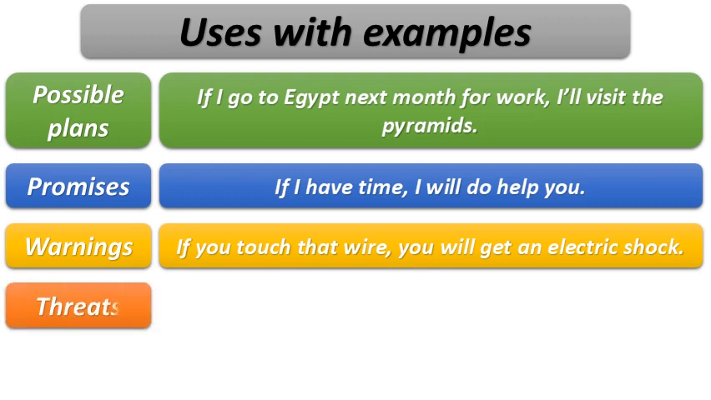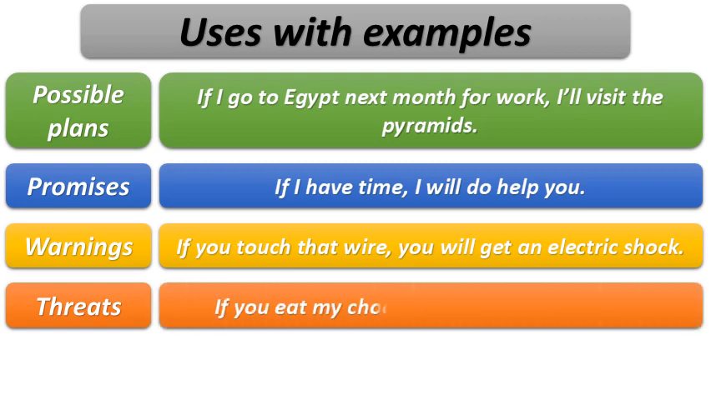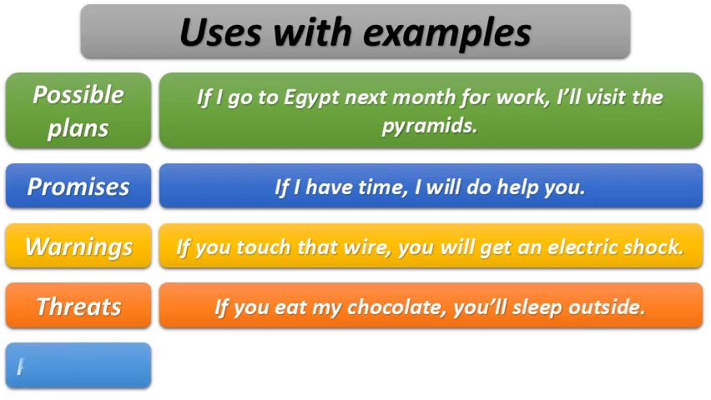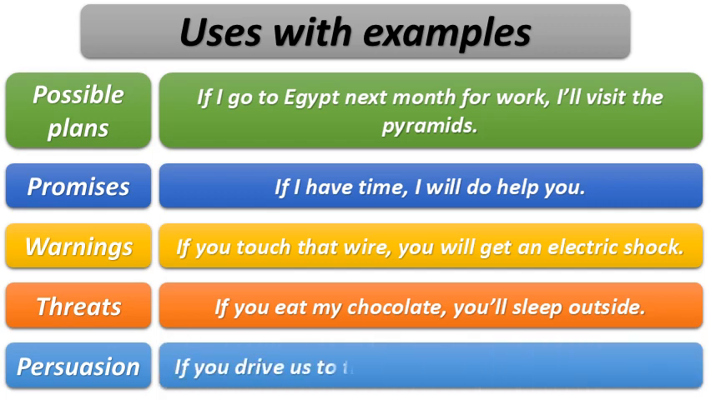Number 4. It is used to express threats. Threats means a person or thing likely to cause damage or danger. For example, if you eat my chocolate, you will sleep outside. Number 5. It is used to express persuasion, means faith or belief. For example, if you drive us to the concert, I will pay for the parking. So these were the uses of type 1 conditional sentences.